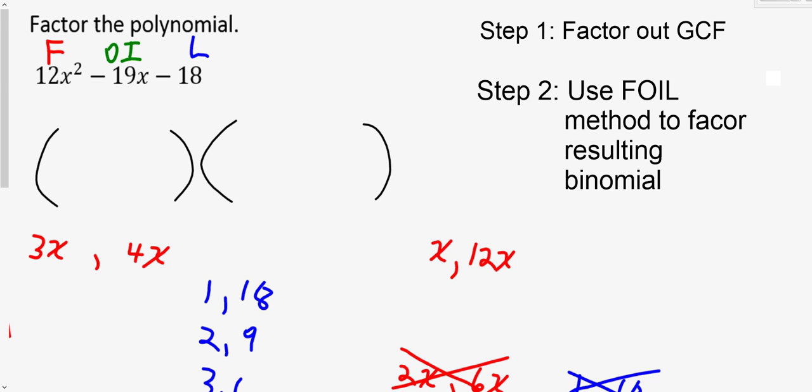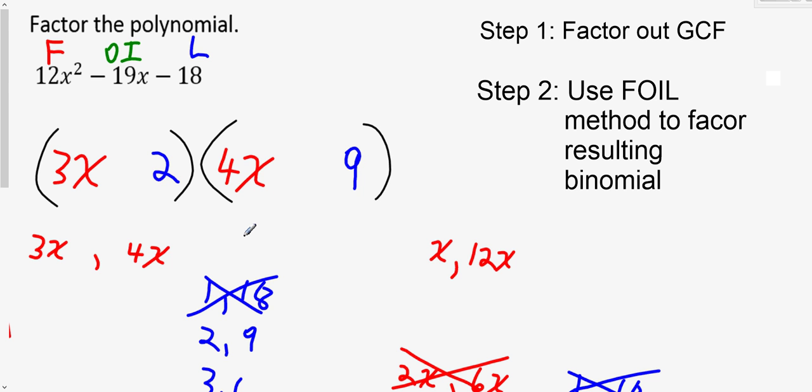We could use 3x and 4x for first, and then these are all the possibilities for last. Let's see if any of them work. 1 and 18. If I put the 1 and the 18, well, 18 has common factors with 3 and 4. So 1 and 18 can't possibly work. What about 2 and 9? If I use the 2 and the 9, the 2 would have to go here because the 9 cannot. And the 9 would have to go here because the 2 cannot.